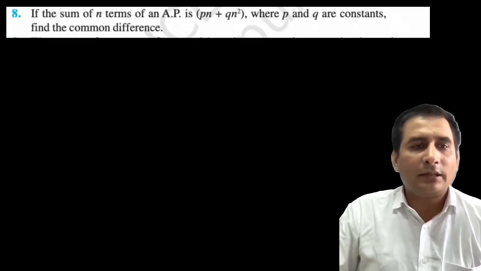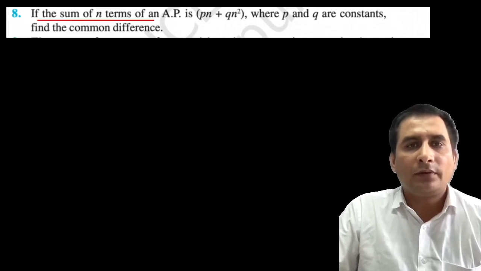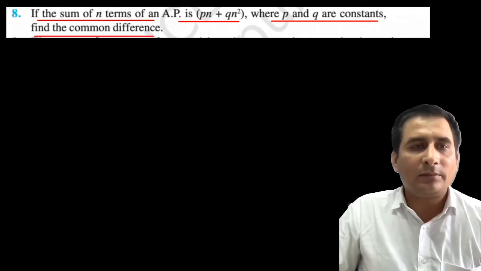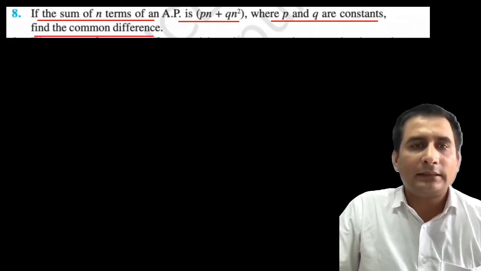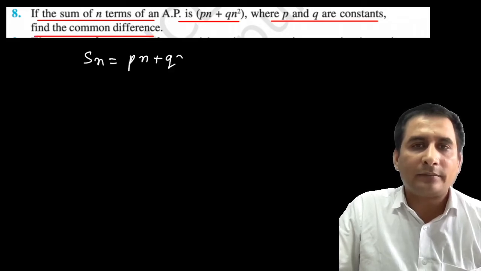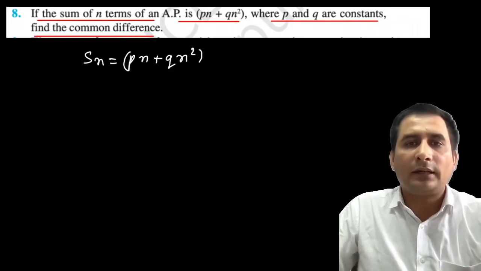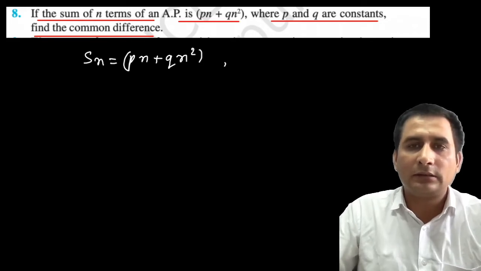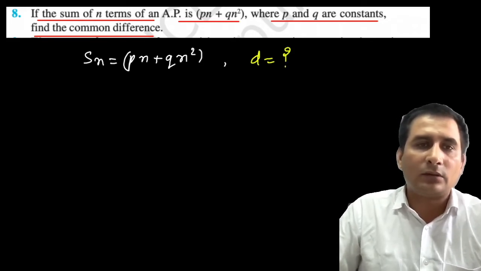Now look at this question number 8. If the sum of n terms of an AP is this, where P and Q are constants, find the common difference. So the sum is given. Sn is given, Pn plus Qn square, right? We need to find out the common difference in this case. Common difference हमें find out करना है.